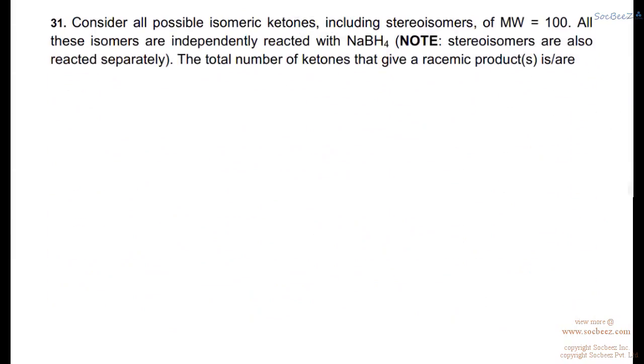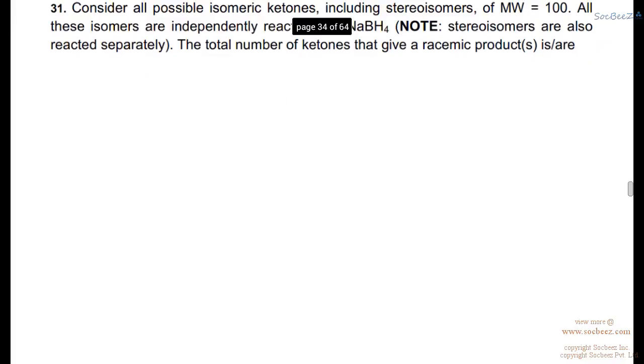Okay, so now let's move on to the next question. Now consider all isomeric ketones, including stereoisomers, of molecular weight equals 100. All these isomers are independently reacted with NaBH4. Stereoisomers are also reacted separately. The total number of ketones that give a racemic product is R. So now first let's draw all possible isomeric ketones. There are 6 possible isomeric ketones with molecular weight 100.